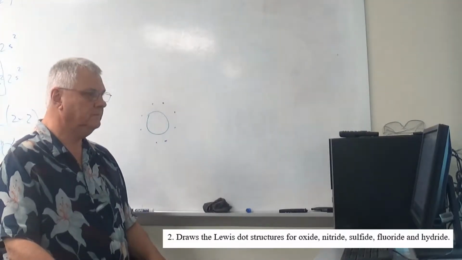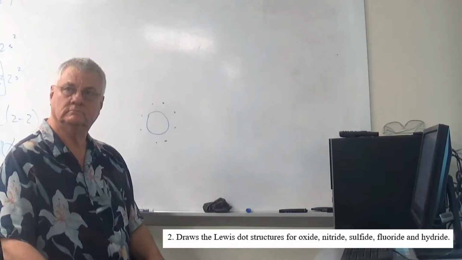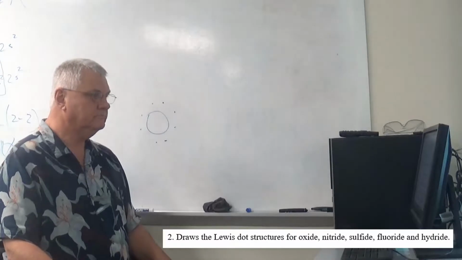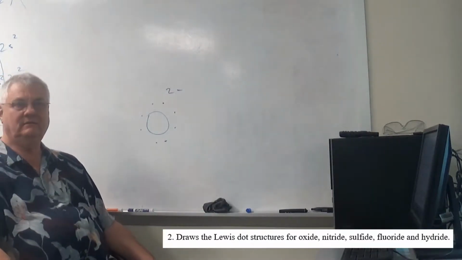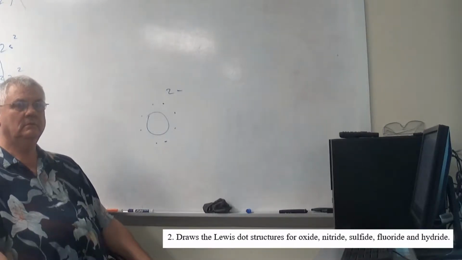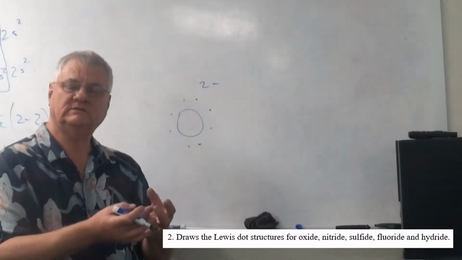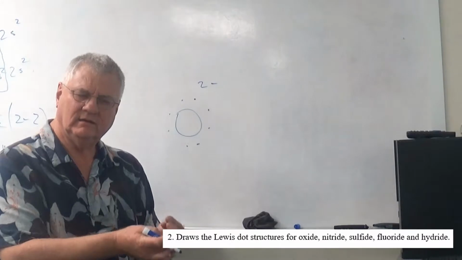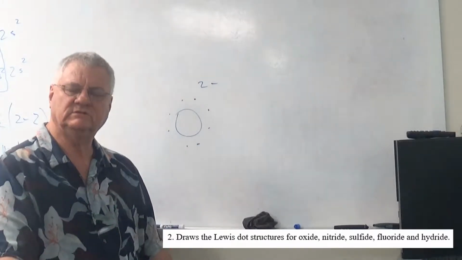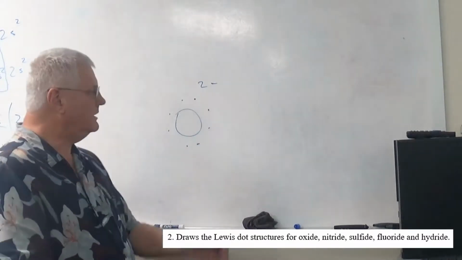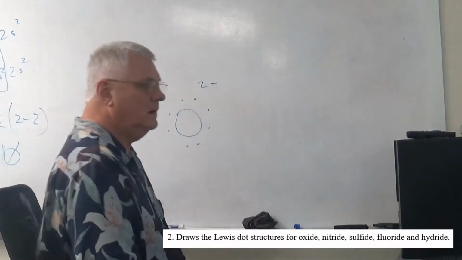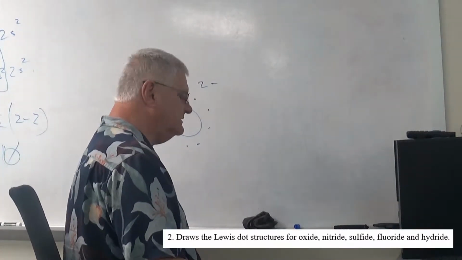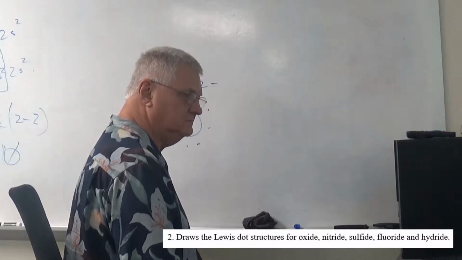Okay? So you just draw it with 8? Yep. And this, of course, has a 2- charge. I don't want to forget that. That's why oxygen, when it forms an anion, gains 2 electrons from somewhere, has a -2 charge, because it gives us an octet.